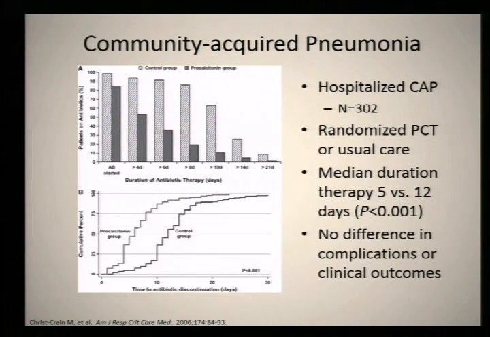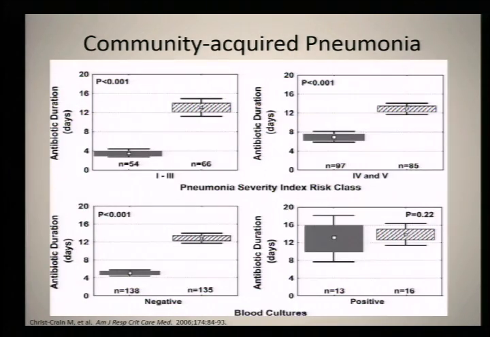So I'm going to show you one or two other studies that I think are useful. This is a study just of CAP patients. Same thing, randomized to PCT versus usual care. This is antibiotic duration in the procalcitonin group. You can see they're getting people off of antibiotics much more rapidly. They found no difference in the complication or the clinical outcomes.